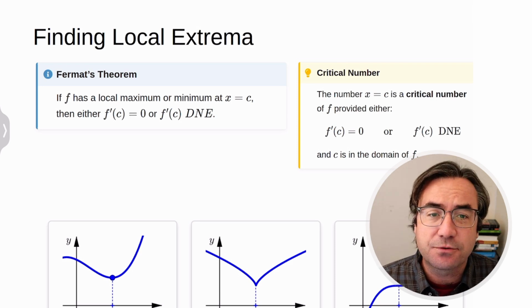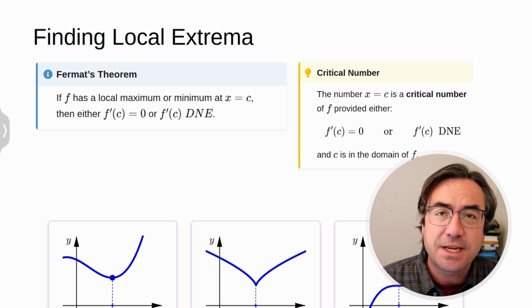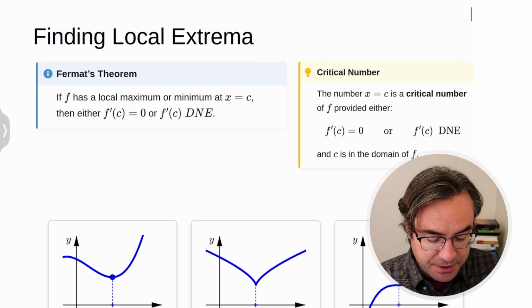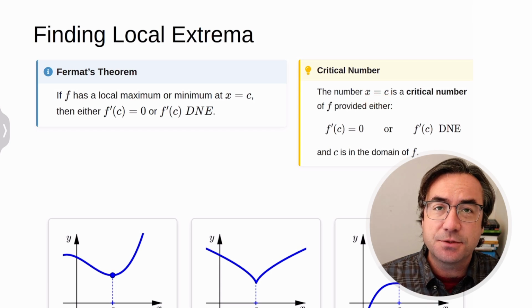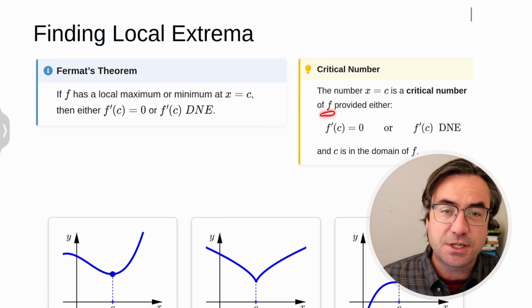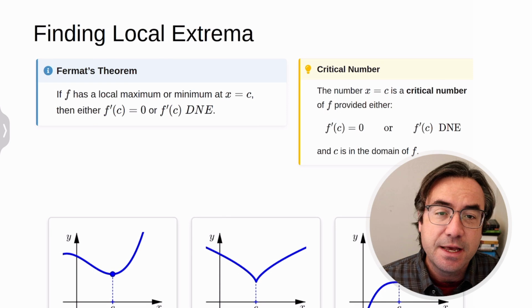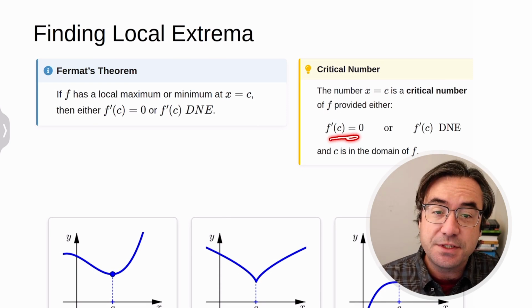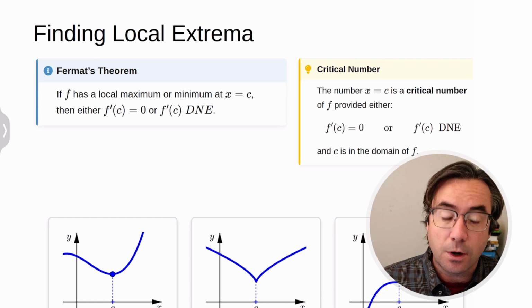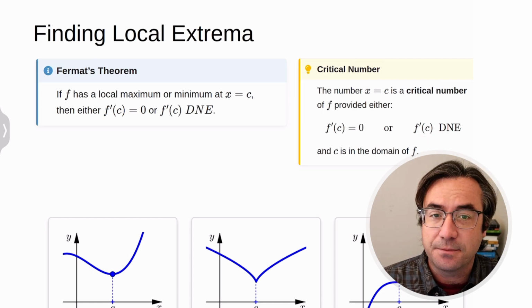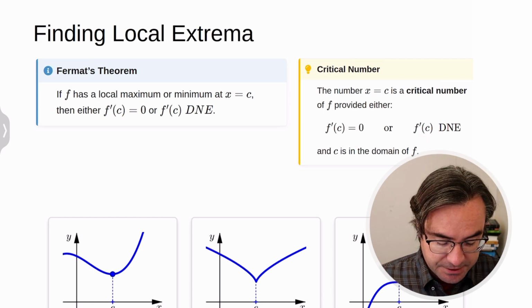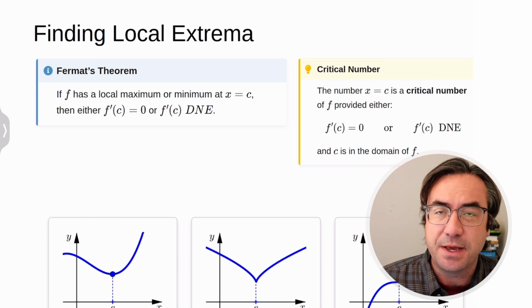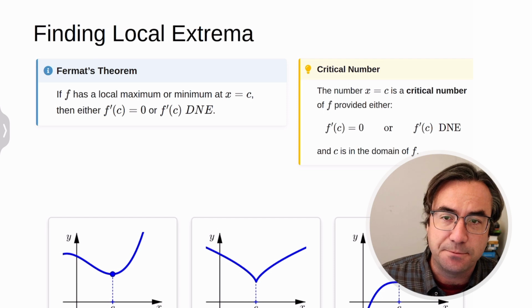So we've looked at the definition of critical number before. So let's review over that. So this is a number x equals c. We say it's a critical number of some original function f if either the derivative is equal to 0 there, or the derivative is undefined there. And this number also has to be in the domain of our original function as well.